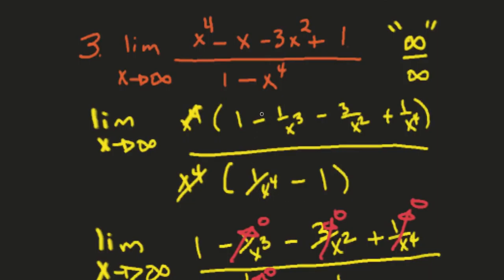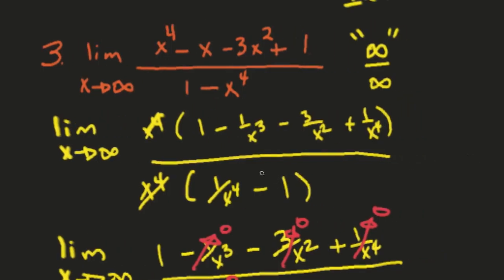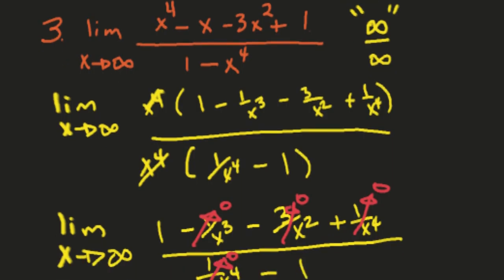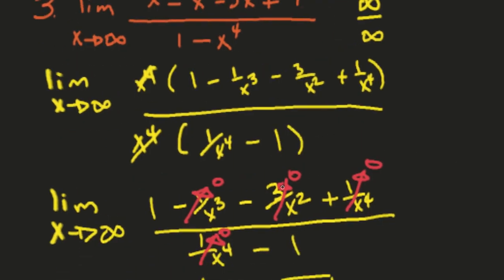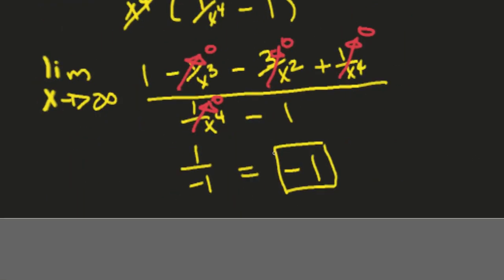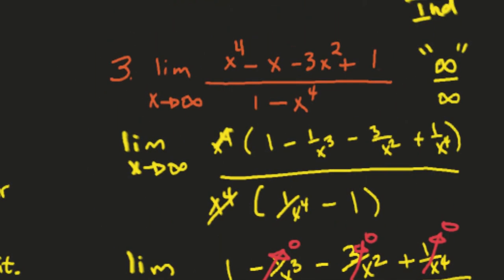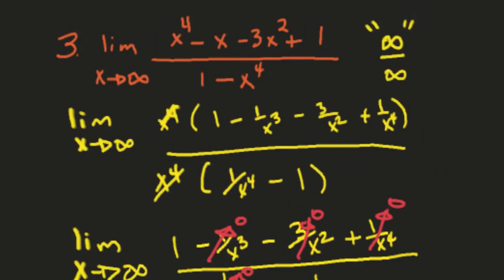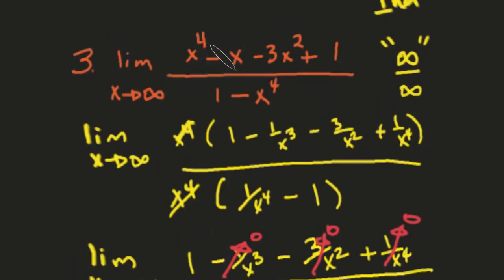Hopefully you paused this and tried these examples before doing them. So if you factor out the x to the fourth, then you get that expression here. And then after that, any x in the denominator goes to 0. You're then left with 1 over negative 1. Alright? So that then gives you the limit to this expression. And if you remember, if the exponents are the same, 4 and 4, look at the division of their coefficients. So those rules still can come in handy here in calculus.